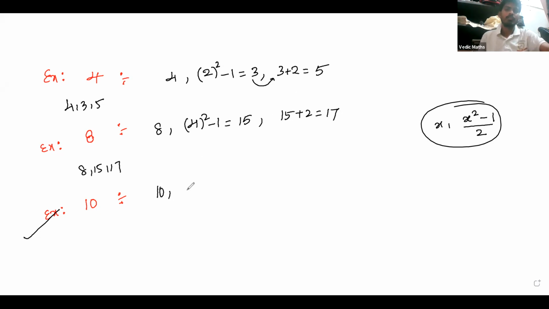So 10, half of the 10 will be 5, and square it, 25, minus 1 is 24, and 24 plus 2 is 26. Oh, sorry, add 2 is 26. So 10, 24, 26 is our triplet. Okay. So in this way, we can find out the triplet.